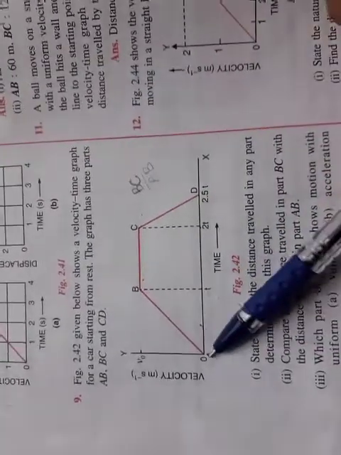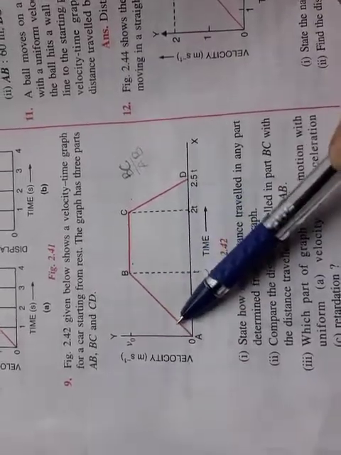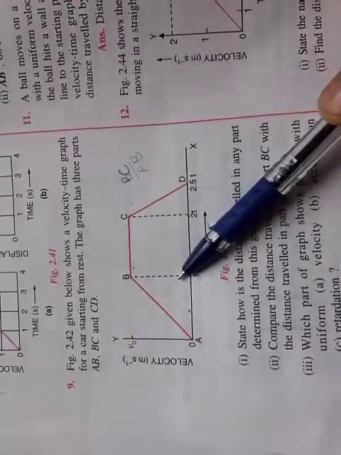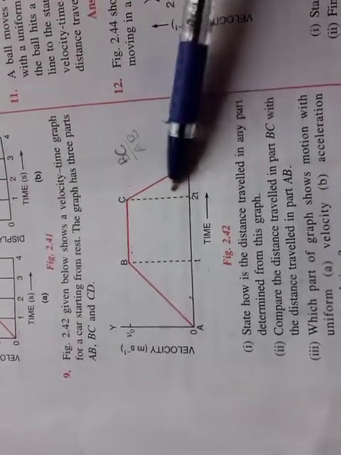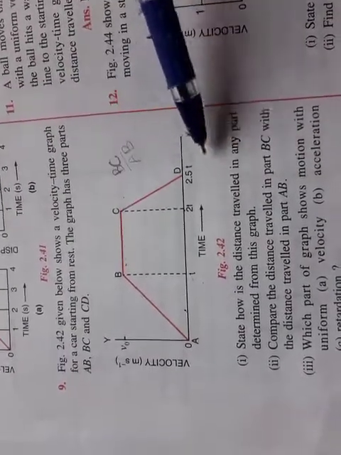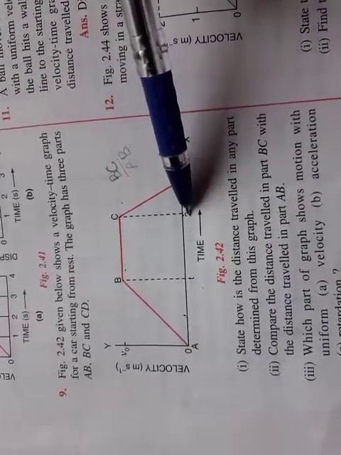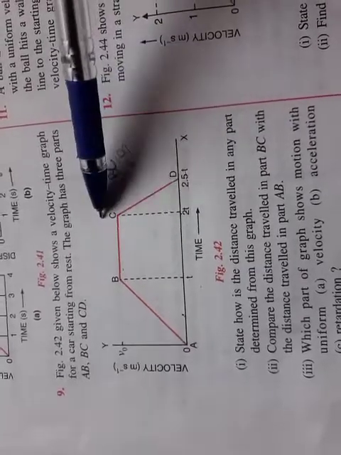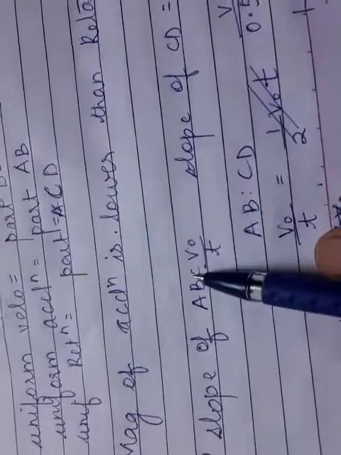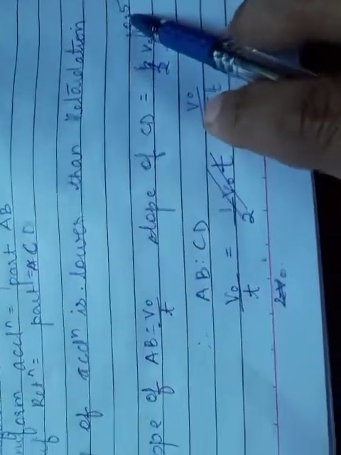So if you see, slope of AB is nothing but V0 by T. Then you see slope of CD. Slope of CD is how much? V0 by 0.5T. How did I get 0.5T? 2.5 minus 2, how much will we get? 0.5. So slope of CD is nothing but V0 upon 0.5T. So we can say slope of AB, as I told you, is V0 by T, and slope of CD is nothing but V0 upon 0.5T.